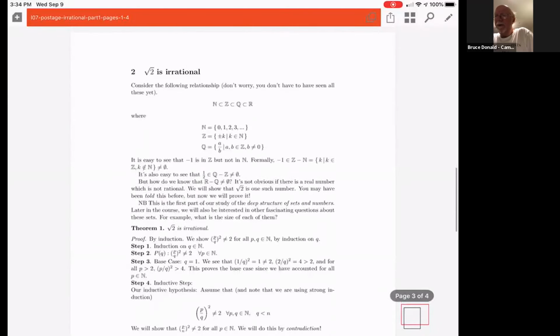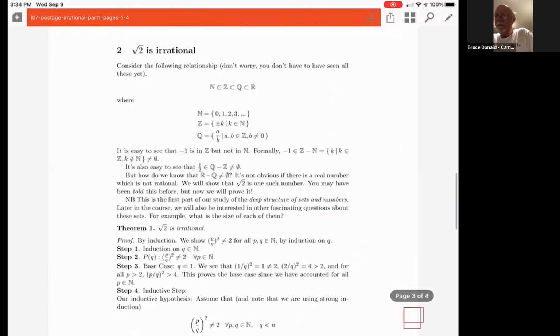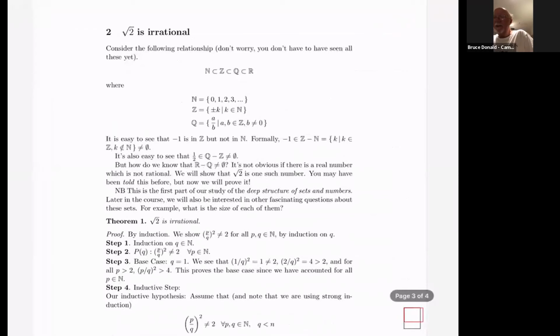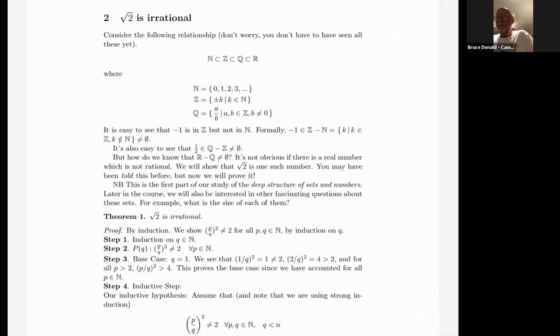So let's review where we are. There's actually some pretty interesting and somewhat deep mathematics here. Not deep like it's difficult, but deep like you have been shielded from it before. So remember what we had before. We have the natural numbers, which are a subset of the integers, and that's a subset of the rational numbers, which are a subset of the real numbers.